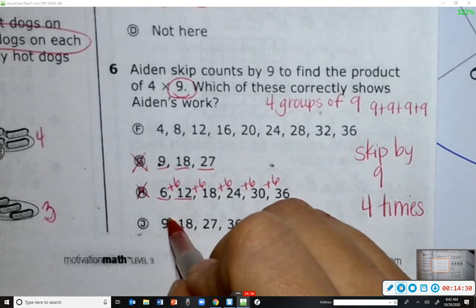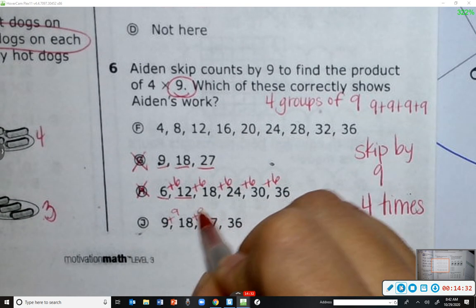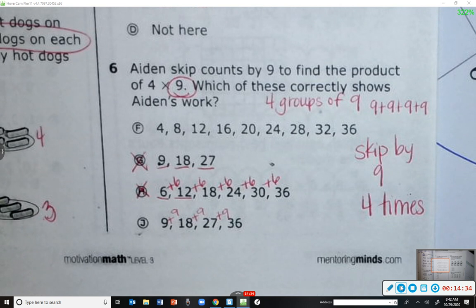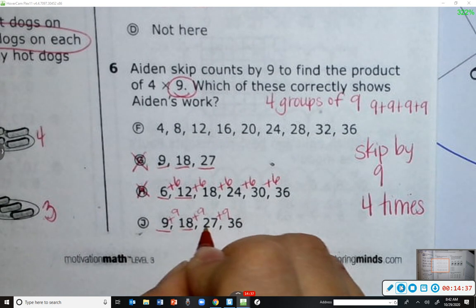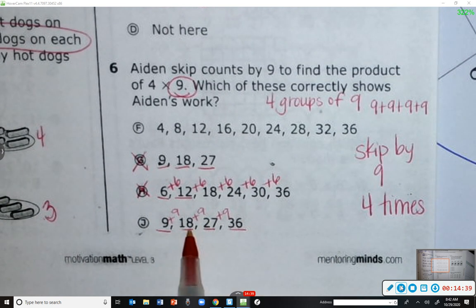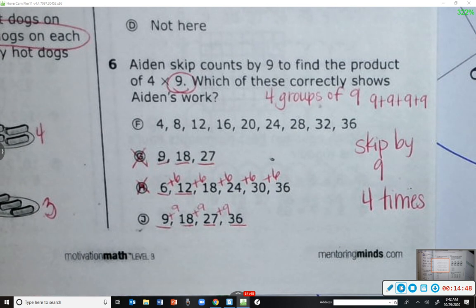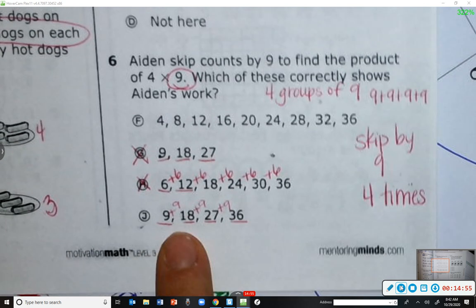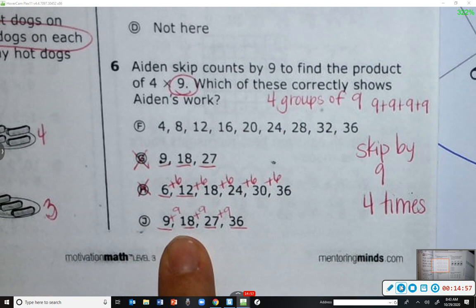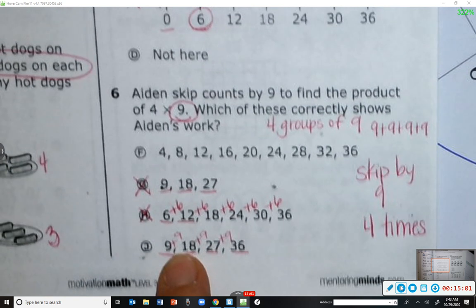J, is it adding 9 each time? Yes. Did it do it 4 times? Yes. 1, 2, 3, 4. Are these numbers correct when I add 9 each time? Yes. Okay, and if you want to use your multiplication chart to help you on these, you can, because we haven't practiced this enough to actually know the products. Okay, or you would just have to sit there and count, right? Count by nines by adding it up each time. Okay, so J looks good.